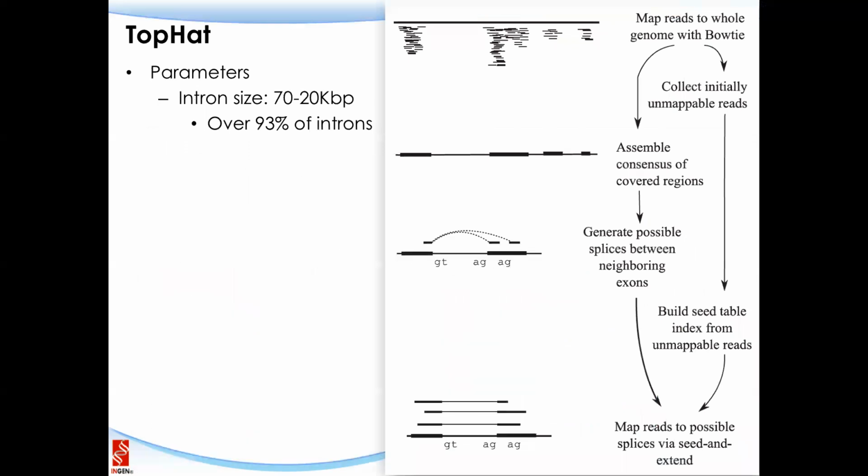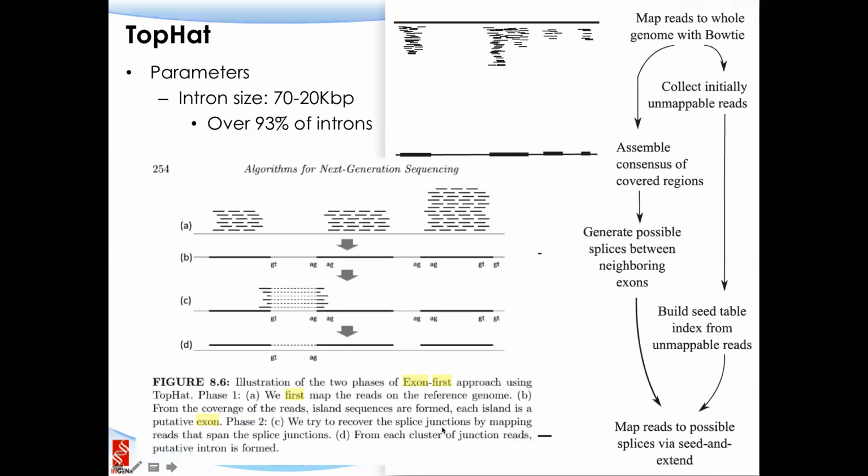So it is good to learn this, good to keep it in mind. The first step is to map reads to the whole genome with Bowtie, and assemble the consensus of covered regions and generate possible splice junctions between neighboring exons. On the other side, we collect the initially unmappable reads, and then put them together to get the final splicing isoforms. And this is another figure about the approaches.